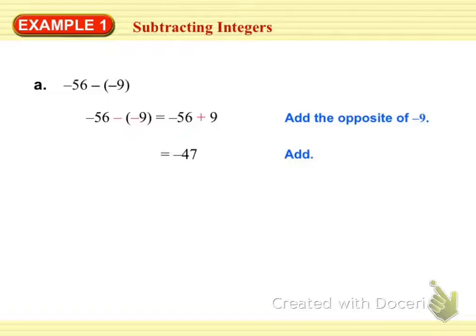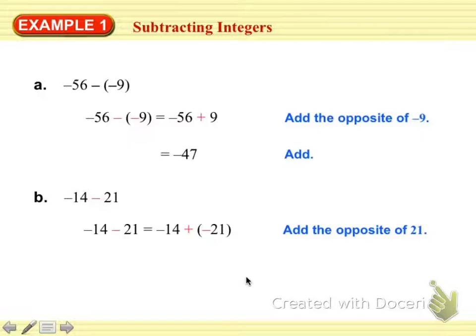It's really important that you show your work of changing the sign. You may want to do the boom booms in showing your work, but it's also a good idea to rewrite it as an addition problem. Let's try another one. Negative 14 minus 21. Since this is subtraction, we're subtracting a positive integer from a negative integer. We have to change the operation to addition, so we're going to add the opposite of 21.